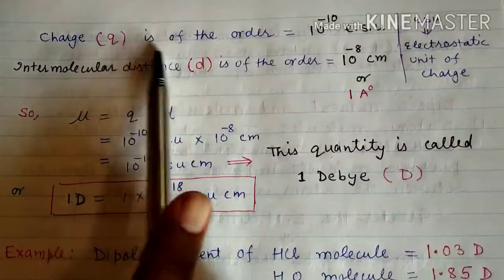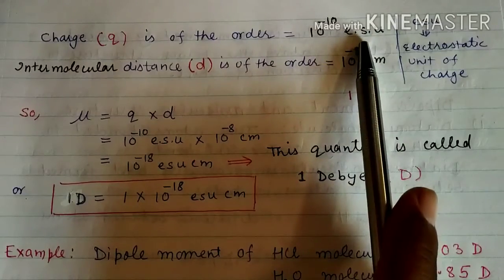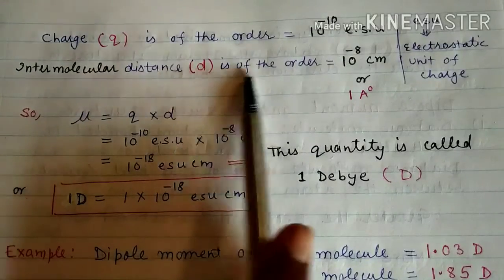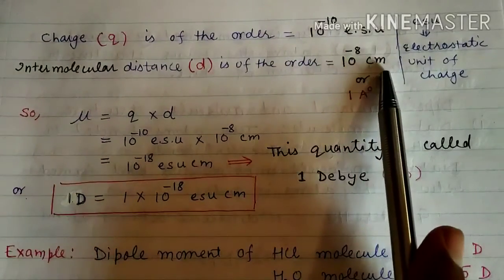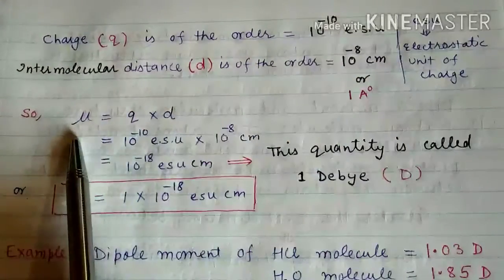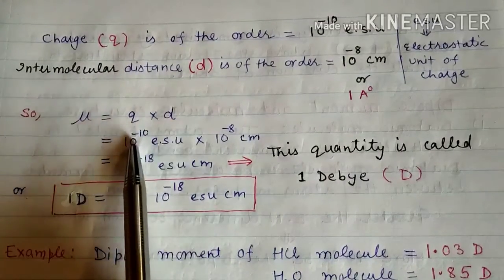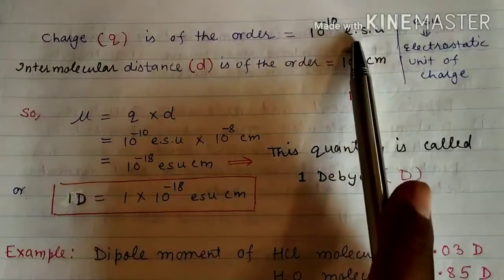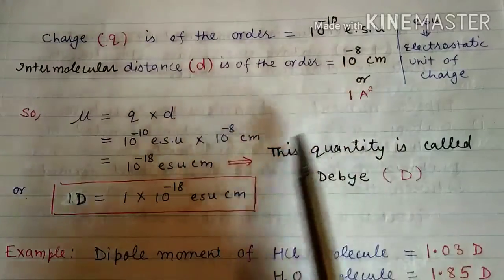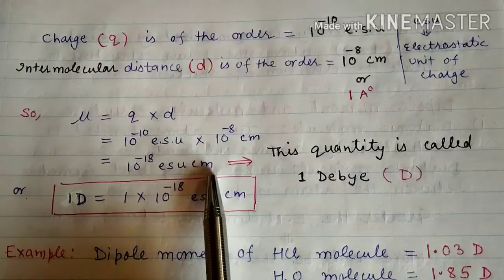Charge q is of the order of 10 raised to power minus 10 ESU, and ESU is the electrostatic unit of charge. The distance, small d, is of the order of 10 raised to power minus 8 centimeter, or you can say it is equal to 1 angstrom. As we know, mu is equal to q multiplied by d, and the value of q is 10 raised to power minus 10 ESU, and the value of d is of the order of 10 raised to power minus 8 centimeter. After multiplying, we get 10 raised to power minus 18 ESU centimeter.